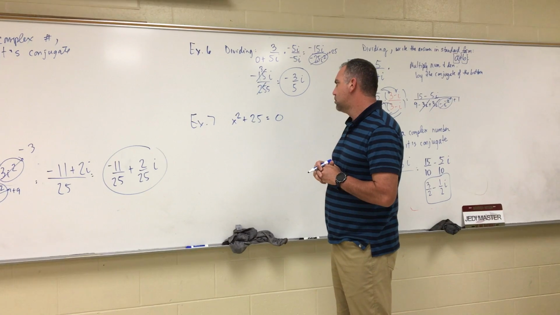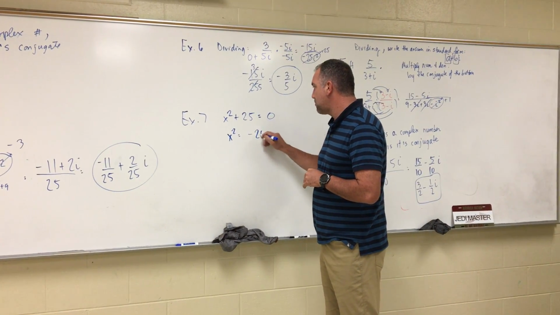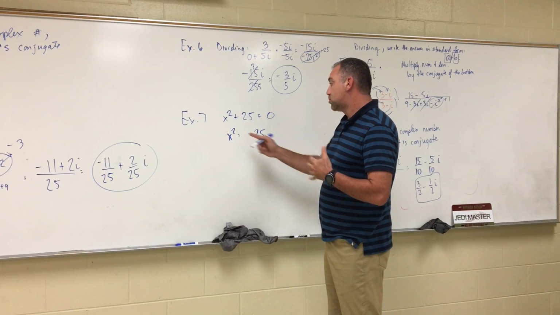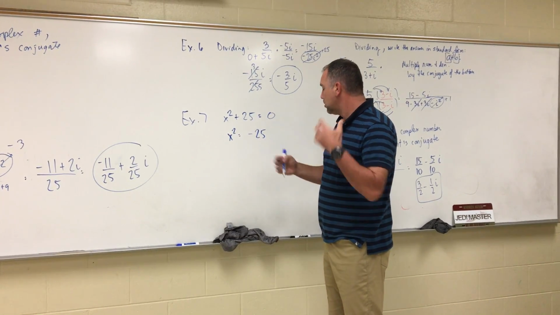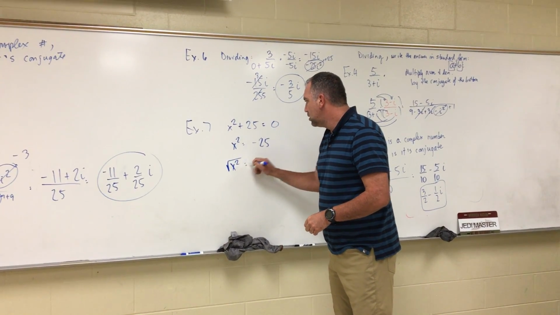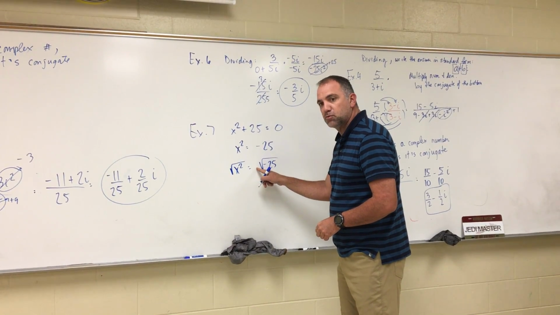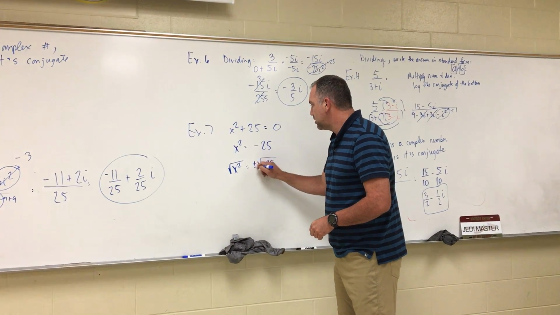What should we do? Subtract 25. All right, so once we subtract 25, we pick up a negative, and then to solve, we want to do what to both sides? Square root. Square root of both sides. And anytime I do a square root to solve an equation, what should I put in front of the square root? Plus or minus. Plus or minus.